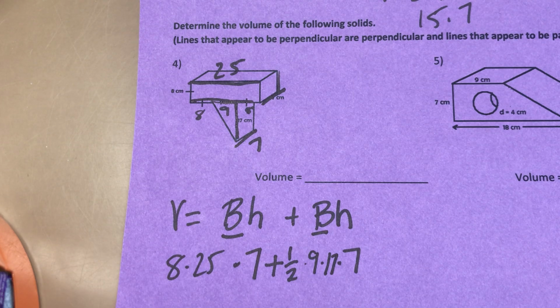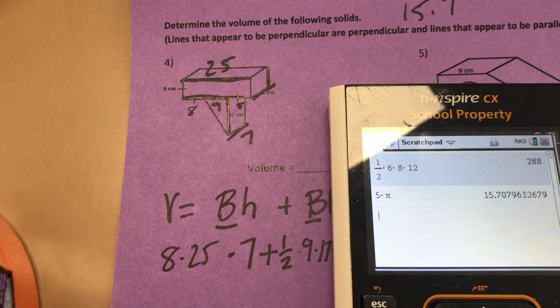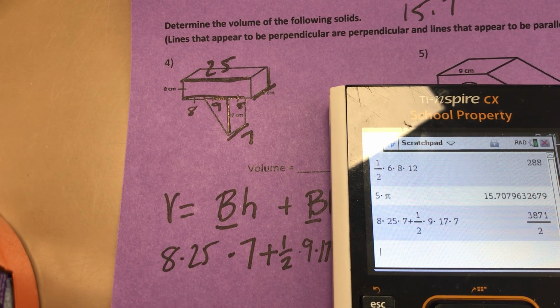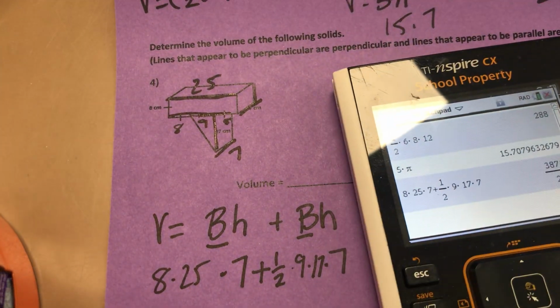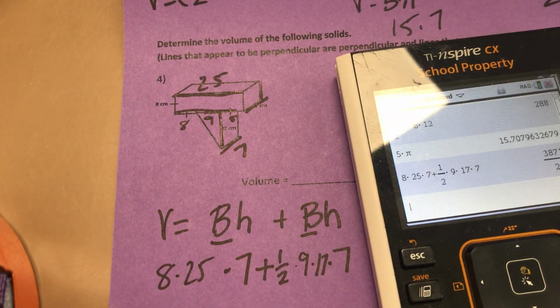I squeeze them in there just fine. And then I simply multiply all that through. So I have 8 times 25 times 7 plus 1/2 times 9 times 17 times 7. Add it all together, I get that lovely thing. Now, more than likely, it wouldn't ask for that as your final answer. So let me just write that down really quick first.